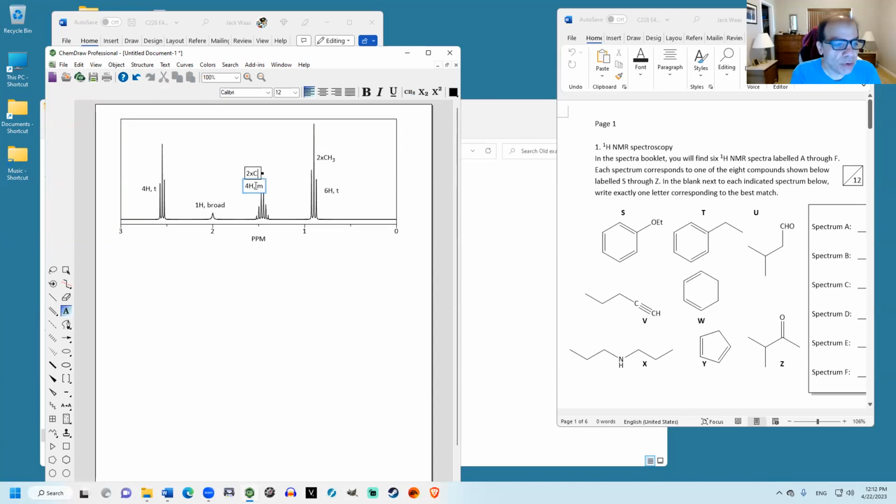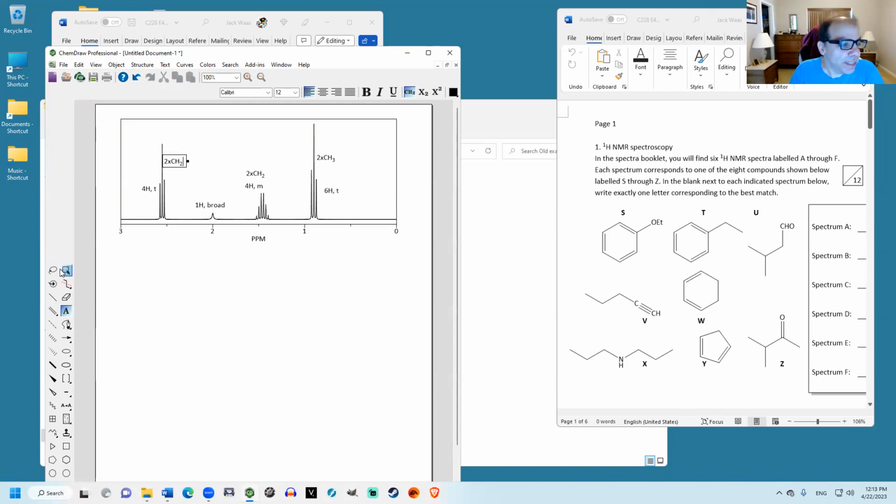Two CH2s over here, and another 2 CH2s over here. And furthermore, the CH3s have to have a CH2 next door because they are split into a triplet. 2 protons in the CH2, 2 plus 1 equals 3. Remember, you get splitting from the protons that are next door. And there seems to be a CH2 next to this other CH2 over here.